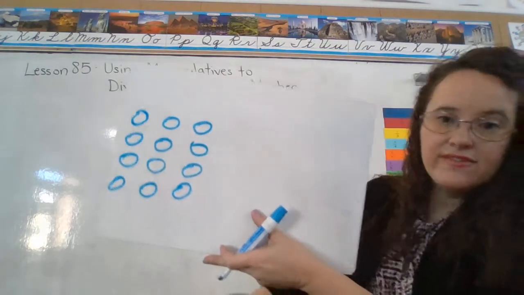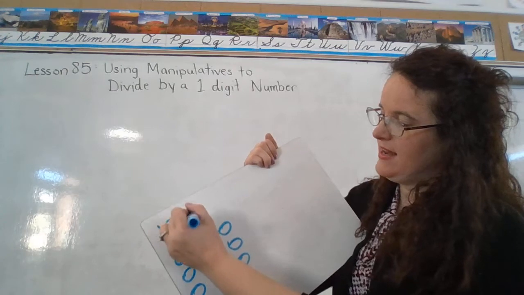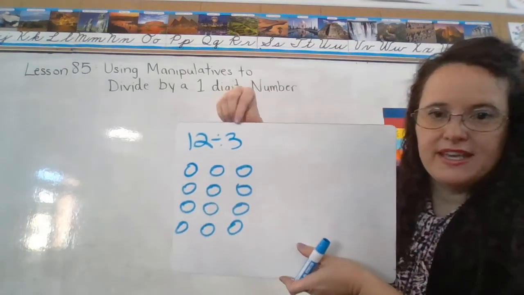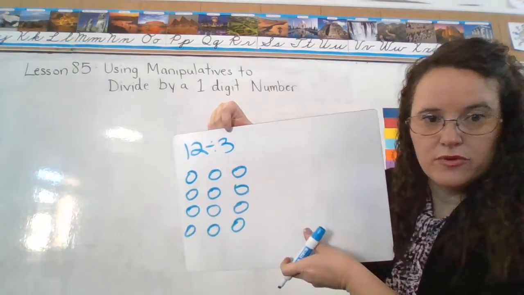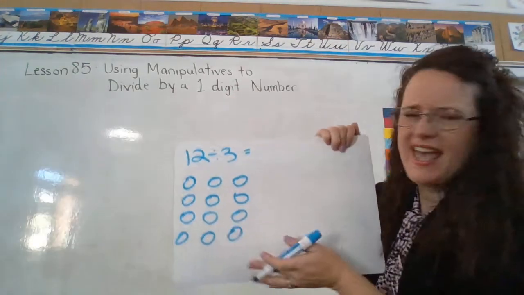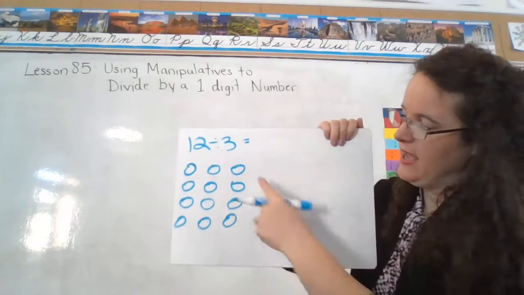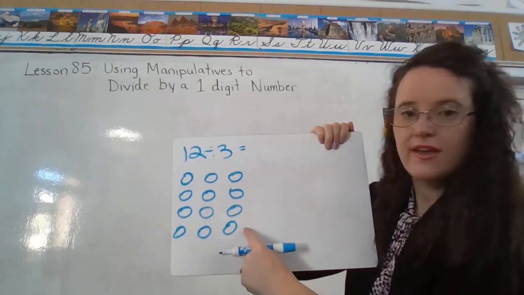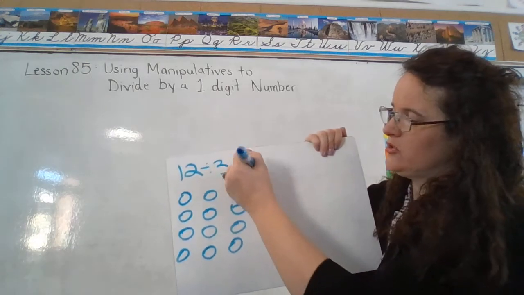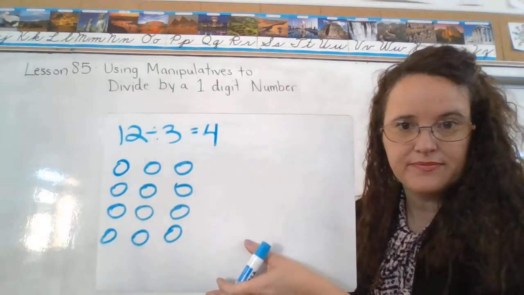Okay, so I have taken my 12 rocks and I have divided them into 3 equal groups. So now my answer is going to be how many rocks are in each group. I can count 1, 2, 3, 4. 12 divided by 3 is 4.